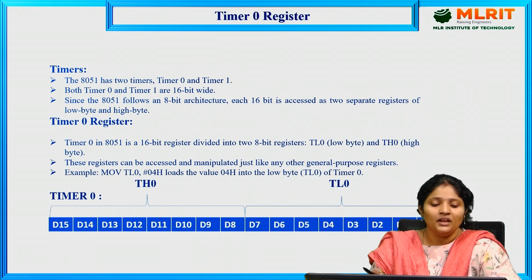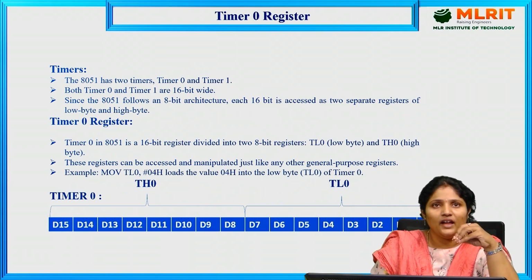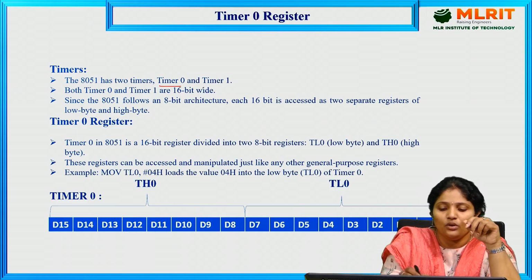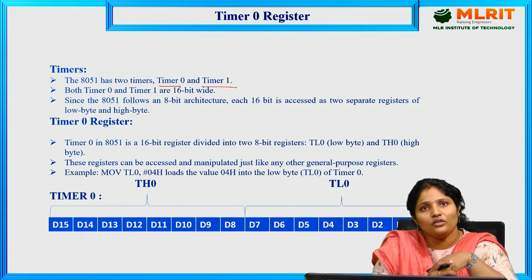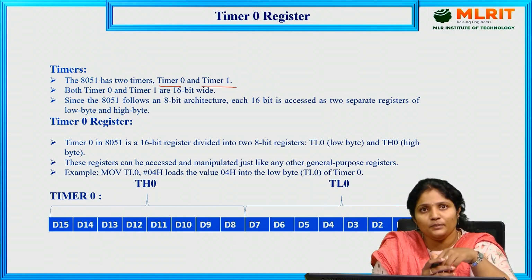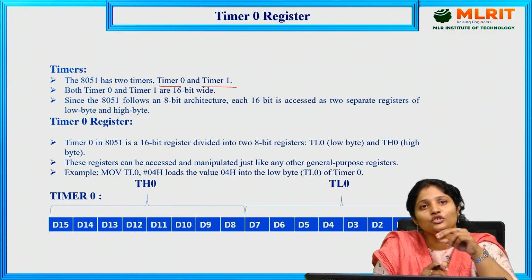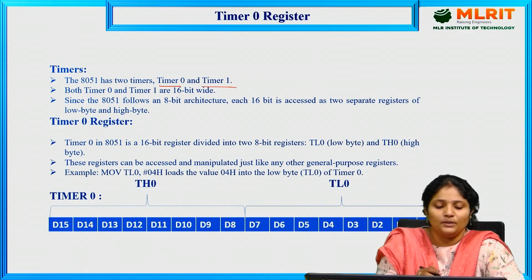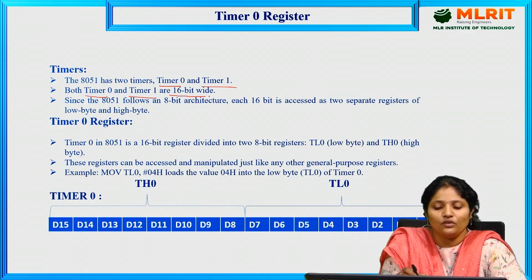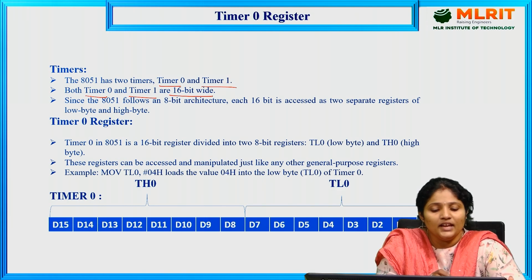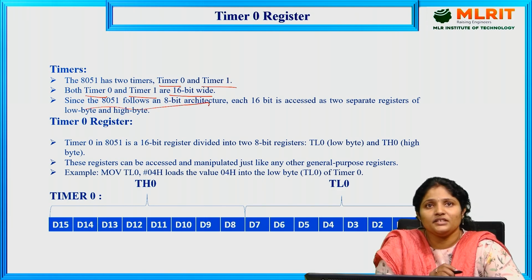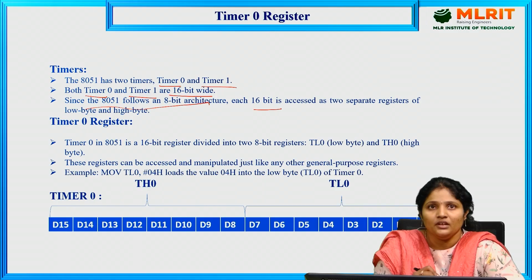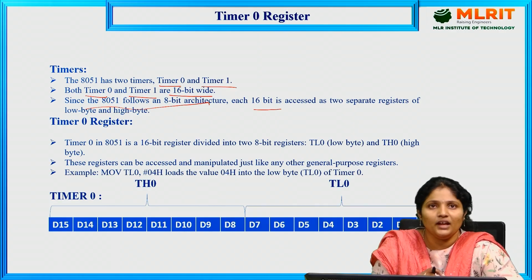Now see, the 8051 has two timers, timer 0 and timer 1. Though the 8051 is an 8-bit microcontroller, it has two timers, each 16 bits wide. Since the 8051 has an 8-bit architecture, it supports 16-bit timers. Apart from DPTR and these two registers, everything else is in 8-bit registers.